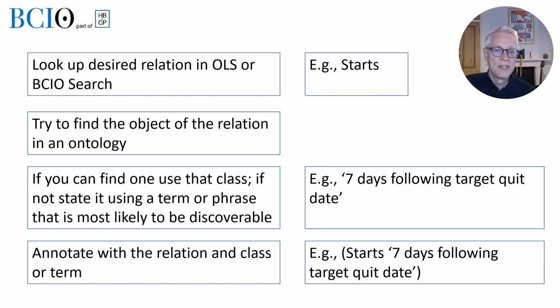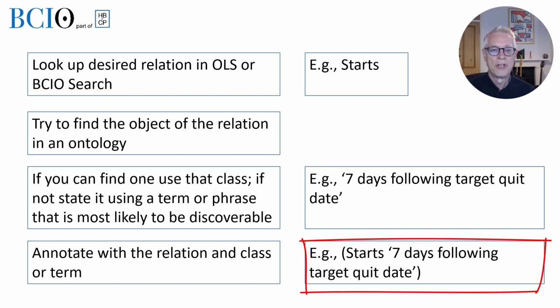In the case of this example, we've created the expression starts 7 days following the target quit date, and this forms an expression, and we put brackets around it to show that the two parts of the expression go together. By convention, we put single quotation marks around terms that involve more than one word, and this enables the computer to know to treat everything in the quotes as one term.